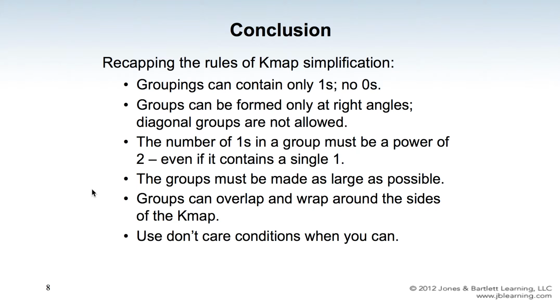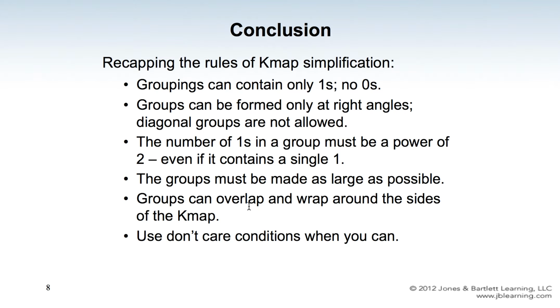So here's the recapping of the rules of K-map simplification. Grouping can only contain 1s and no 0s. Groups can be formed only at right angles. Diagonal groups are not allowed. The number of 1s in the group must be a power of 2. Okay, so it can be 1, 2, 4, 8, and so on.